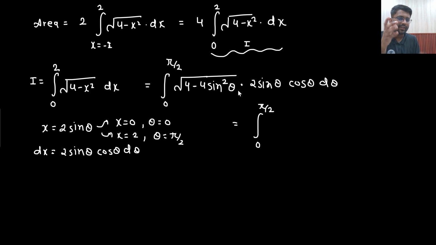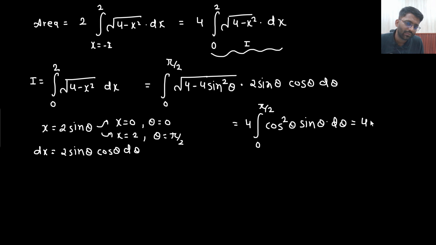Positive value we will take, although under root x square is mod of x, but here it would come out to be 4 into 1 minus sin square theta, which is 4 cos square theta, so that would come out to be 2 cos theta. So 2 into 2 will become 4 cos square theta sin theta d theta. This is the scenario that we are getting. Understandable? Well and good. I hope you have understood what I have done here.